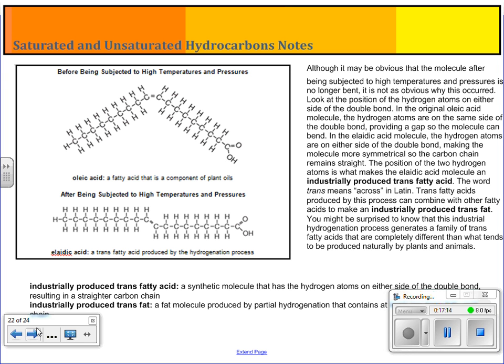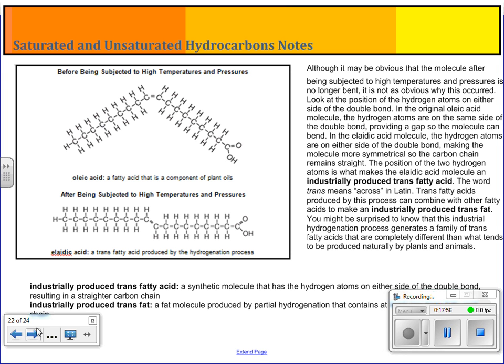Although it may be obvious that the molecule after being subjected to high temperatures and pressure is no longer bent, it is not obvious why it occurred. Look at the position of the hydrogen atoms on either side of the double bond. In the original oleic acid molecule, the hydrogen atoms are on the same side of the double bond, providing a gap for the molecule to bend. In this elaidic acid molecule, the hydrogen atoms are on opposite sides of the double bond, making the molecule more symmetrical so the hydrocarbon remains straight. The position of the two hydrogen atoms is what makes the elaidic acid molecule an industrially produced trans fatty acid. The word trans means across in Latin.